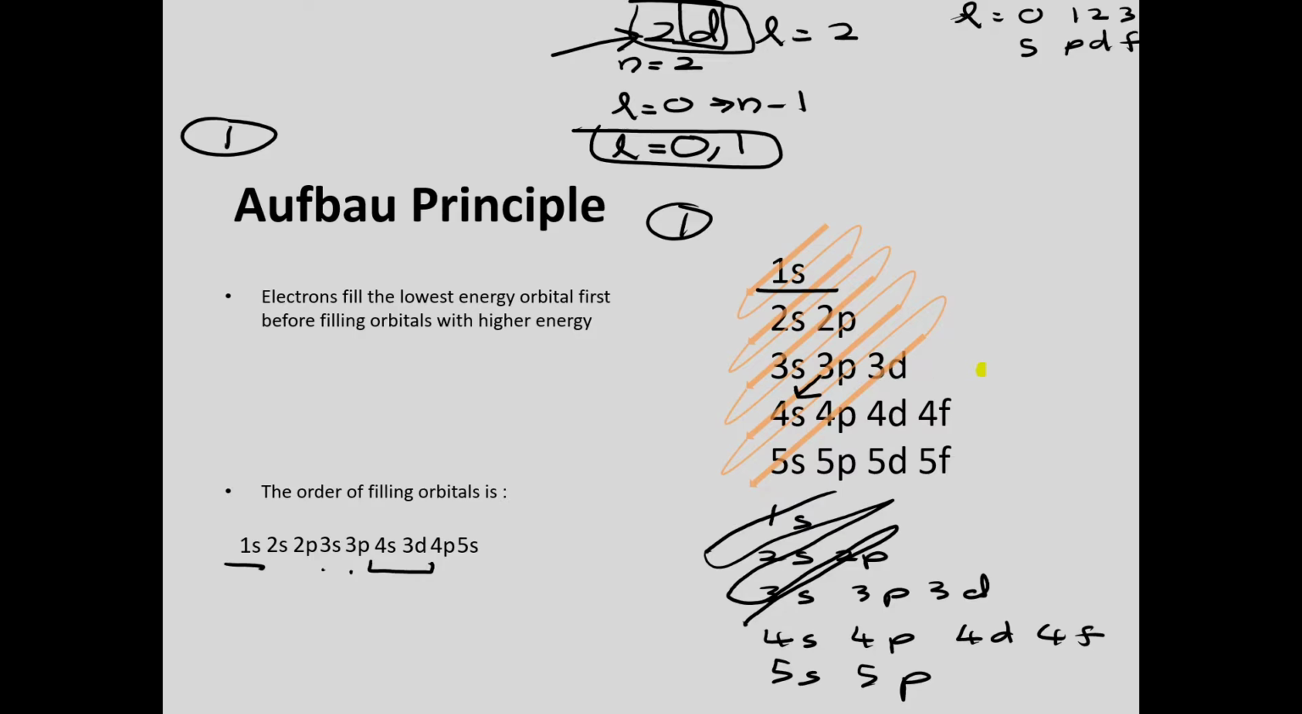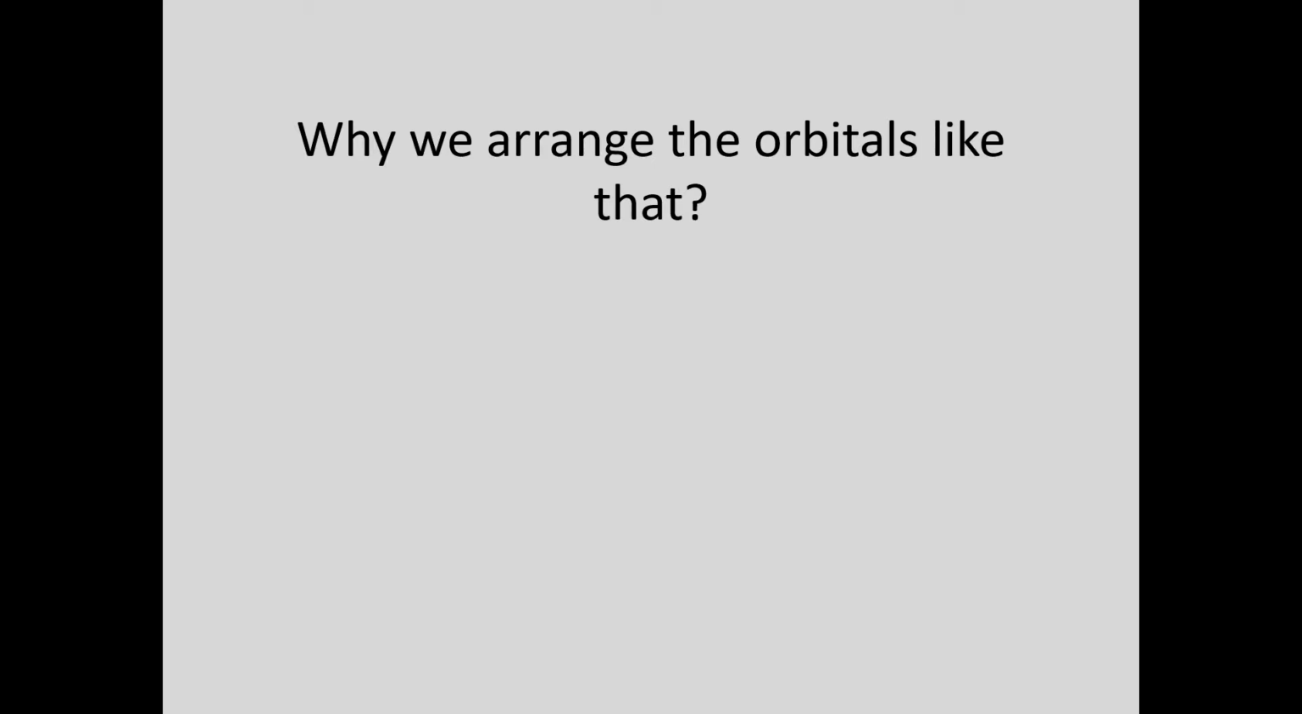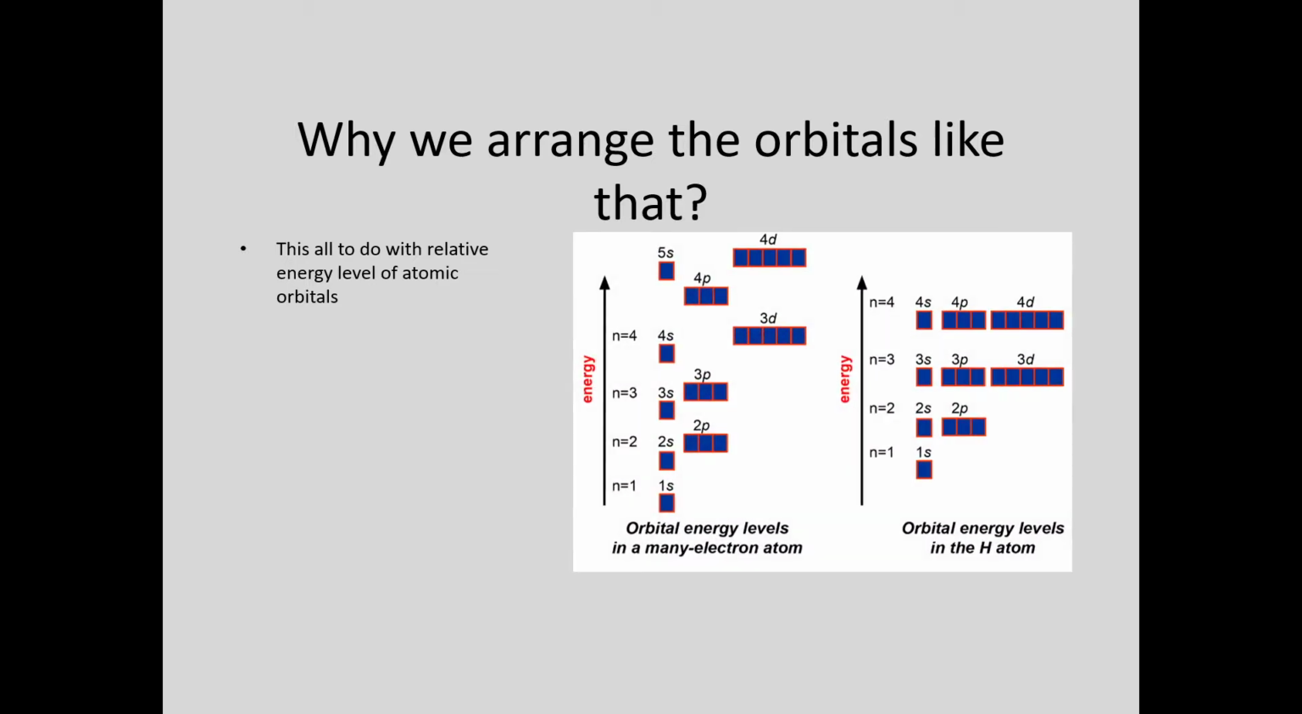Kenapa yang ni depan lah, belakang lah. There is a reason why the orbital is like this. Okay, kenapa orbital is like that, right? So all have to do with level of dia punya energy. Okay, so this is the energy diagram. So don't worry, you guys tak perlu nak tulis energy diagram ni. Dekat university you have to do it lah.